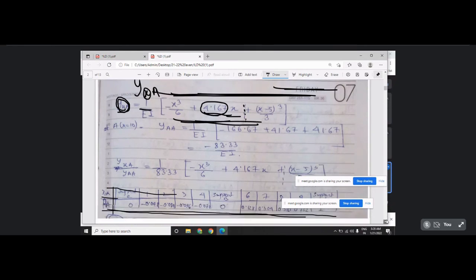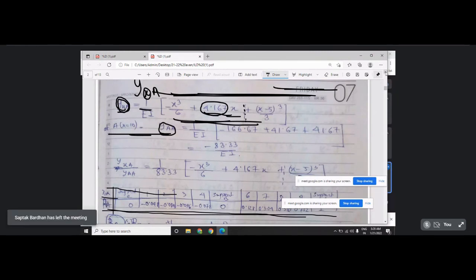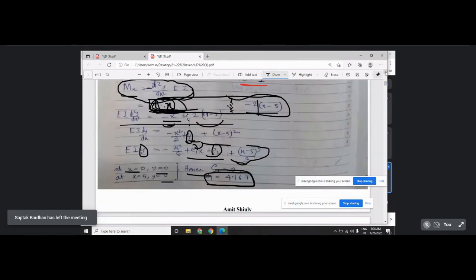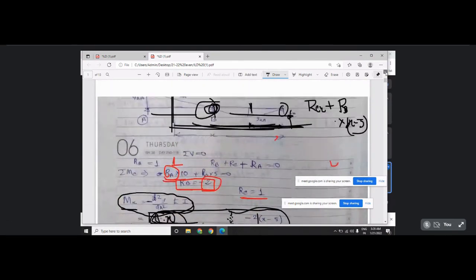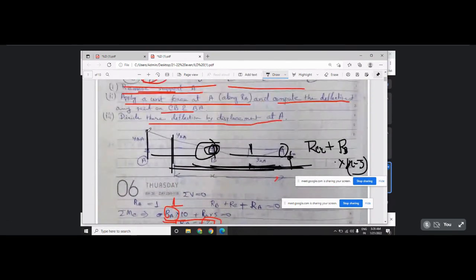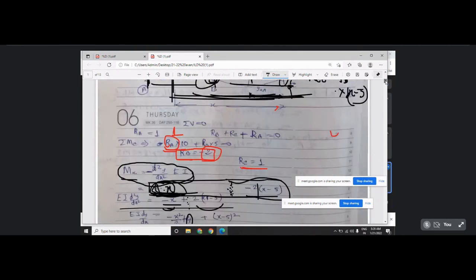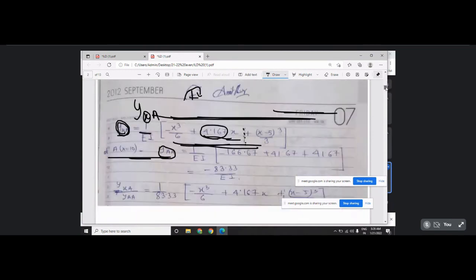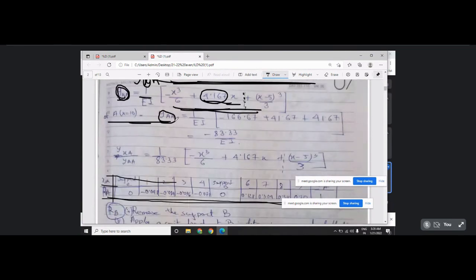Okay, now actually at x is equal to 10, what is the value of YA? What is the deflection at x is equal to 10? That means in this position, what should be the deflection? Suppose 5 centimeter or something like that, so I have to divide it. At x is equal to 10, what should be the value?